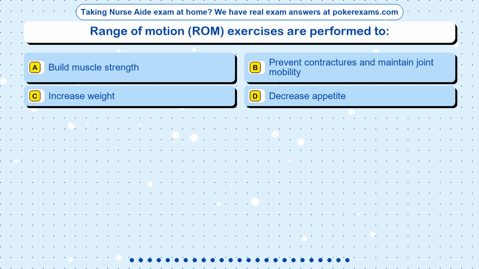Question 11. Range of motion, ROM, exercises are performed to: Option A, build muscle strength. Option B, prevent contractures and maintain joint mobility. Option C, increase weight. Option D, decrease appetite.